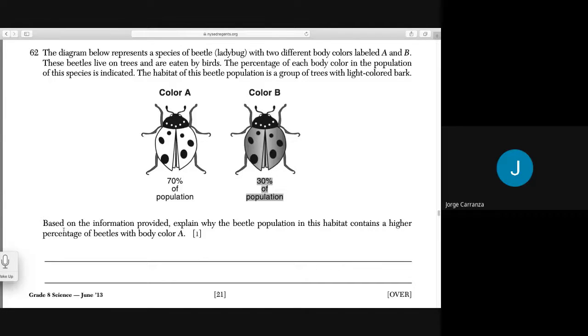In this question, which you will see in the middle of the exam in 2 years in the classroom, it says, based on the information provided, explain why the beetle population in this habitat contains a higher percentage of beetles with color A. You would answer that and probably get full points, because you're giving two things. You're explaining why the environment is different and why that difference in the environment is going to give us more of one than the other. So you guys will get full points on that question.